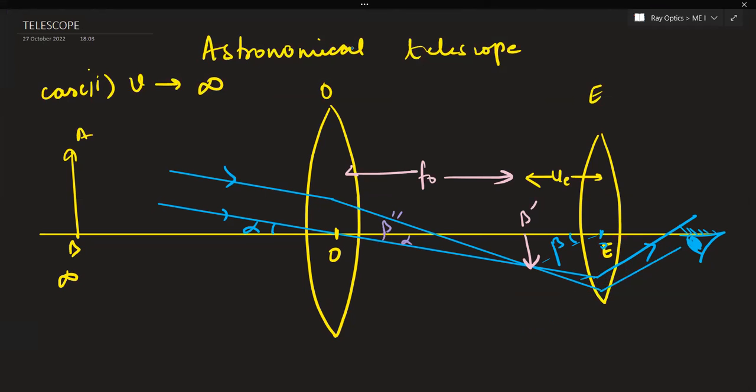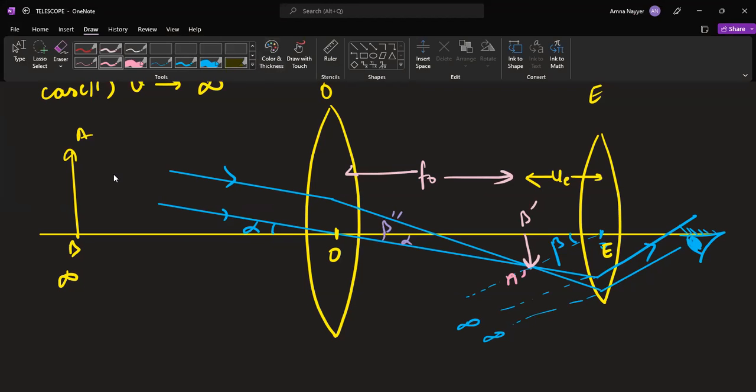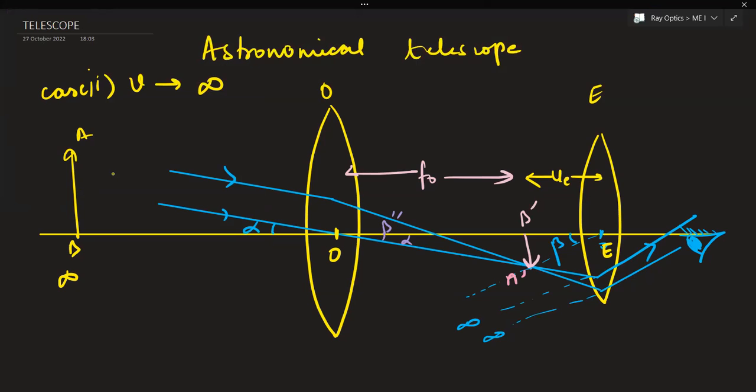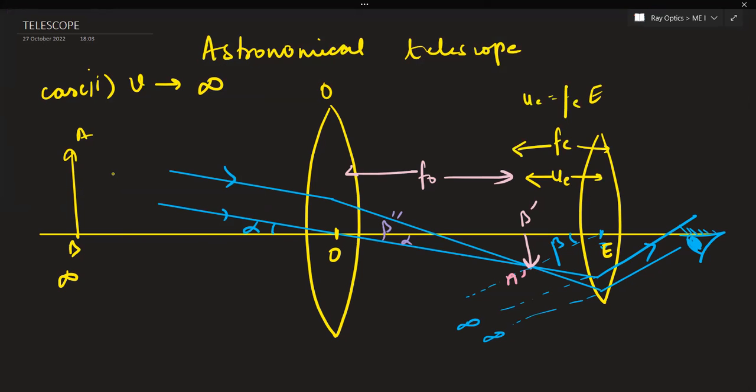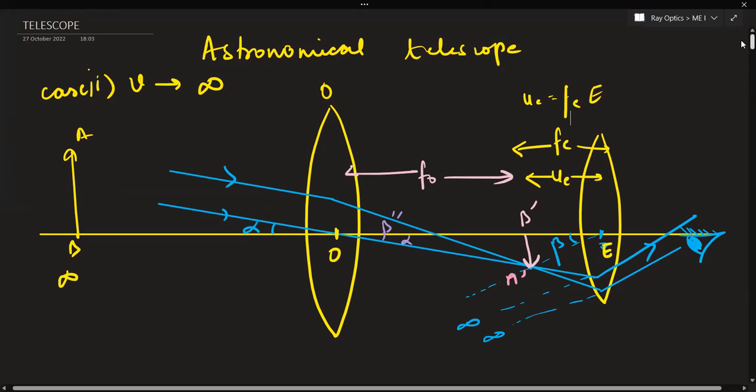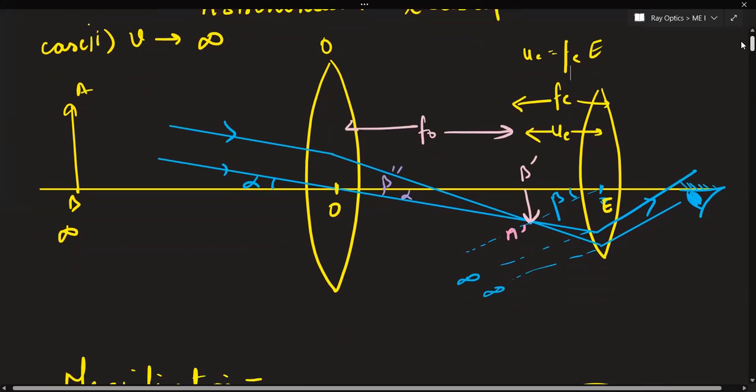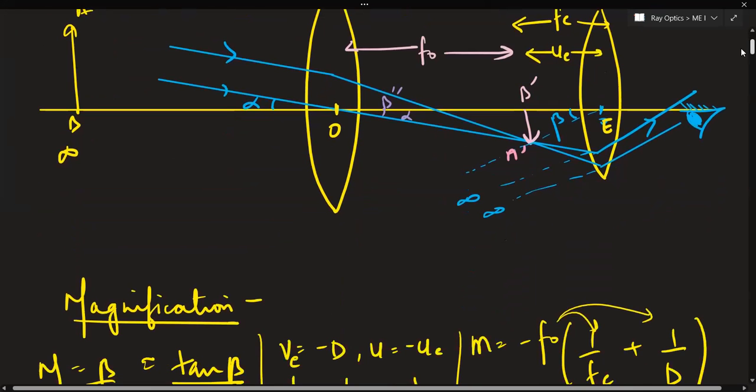so now what will happen? The final image will be formed at infinity like this. And this becomes A dash, B dash. This is how the final image will be formed. So again, obviously, UE will be equal to FE, because if the final image is formed at infinity, your object distance becomes equal to focal length. That is, the object is kept exactly at focus. And here our object is the intermediate image that is formed.